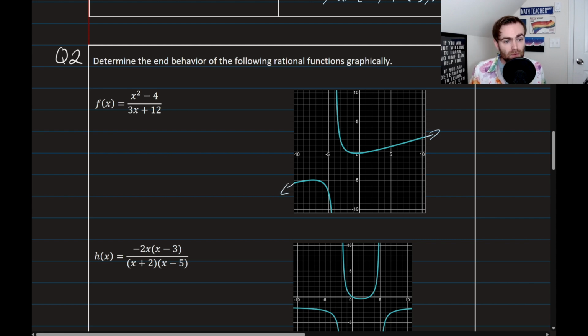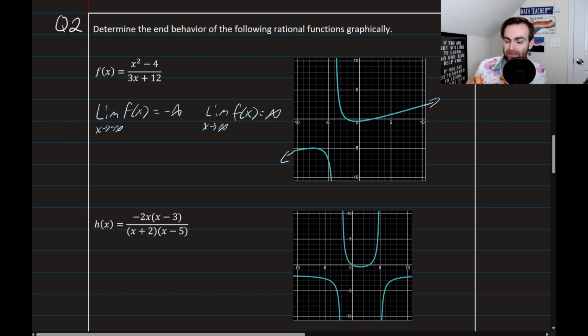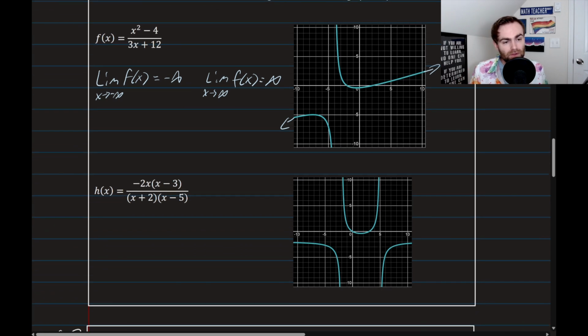So we would use our typical polynomial end behavior limits here. Limit as x approaches negative infinity of f of x would be negative infinity for the left, and limit as x approaches positive infinity for the right would be up. So that's not too bad. But rationals don't have to follow polynomial end behavior. They have unique end behavior all on their own.